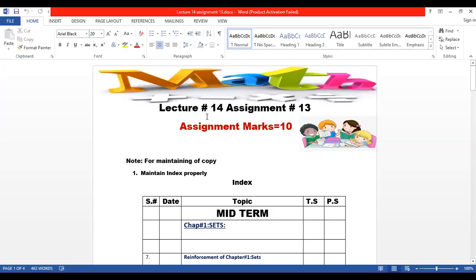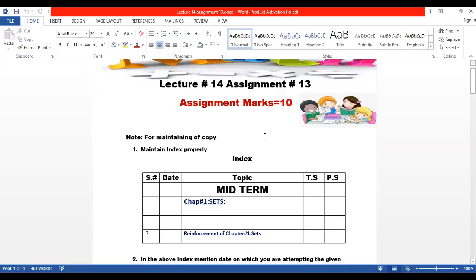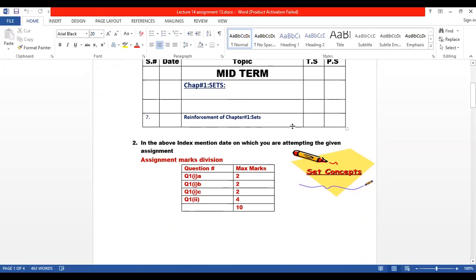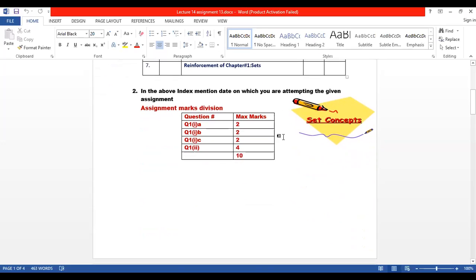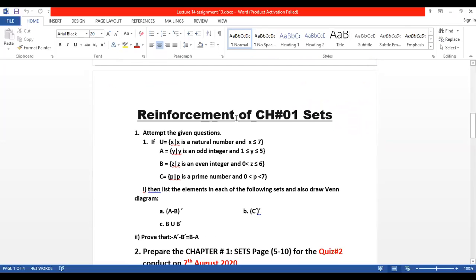Okay. When you are solving the questions, let me share your assignments for today. The assignment is on your screen. This is your assignment number 13. It contains 10 marks. This is again the reinforcement of chapter number 1, sets. You have to attempt the questions in your arithmetic copy.